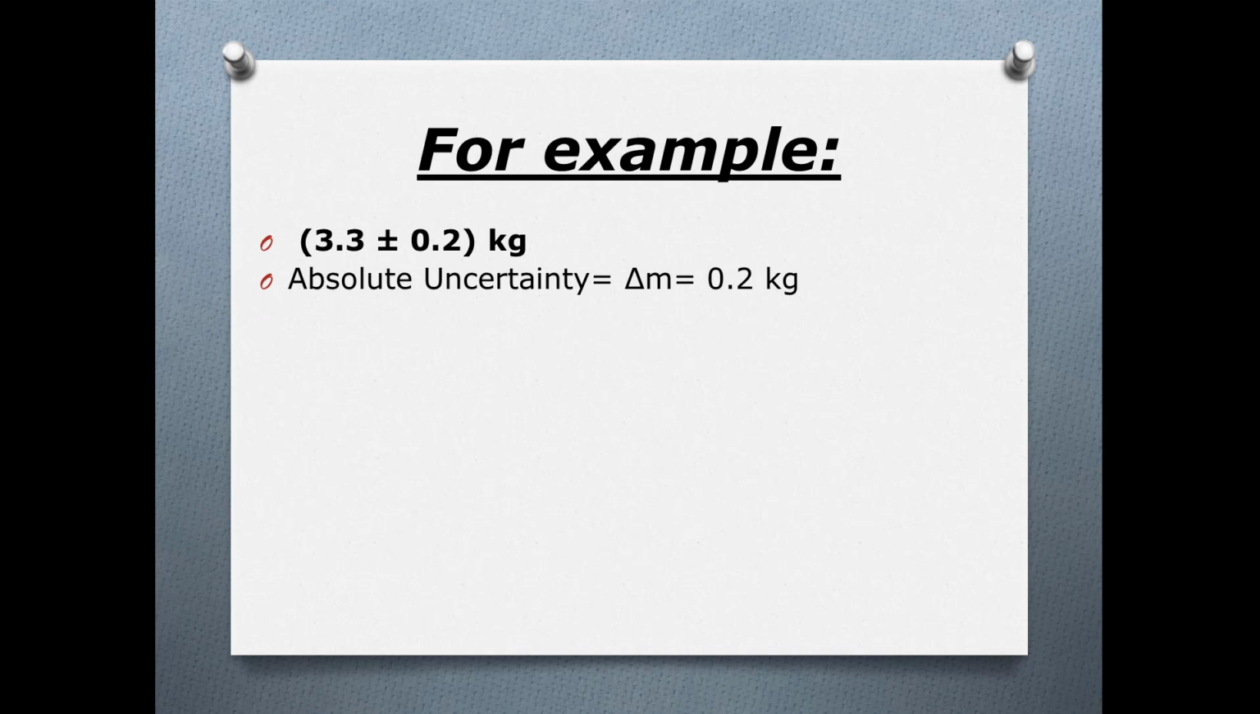Absolute uncertainty represented by delta M is equal to 0.2 kilogram. This is also the least count or precision of this calculation. So 0.2 over here, which is given, is absolute uncertainty.